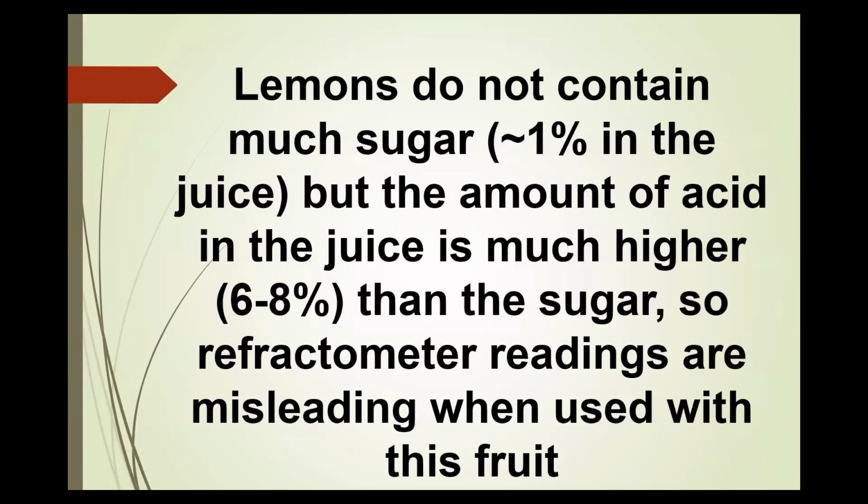Lemons do not contain much sugar. Lemon juice contains only about 1% sugar. However, refractometer readings will indicate that the typical lemon has between 8 and 9 degree brix. That's because the refractometer is reading total soluble solids. The majority of solids dissolved in the lemon juice are acids, not sugar, so using a refractometer with lemons can lead to very erroneous conclusions about its sugar content.